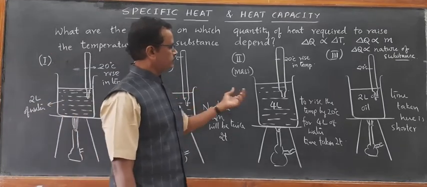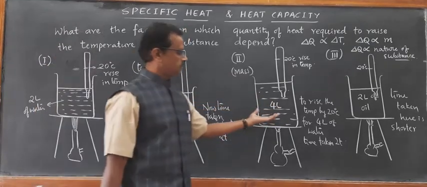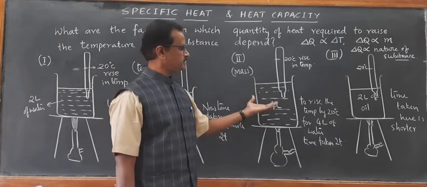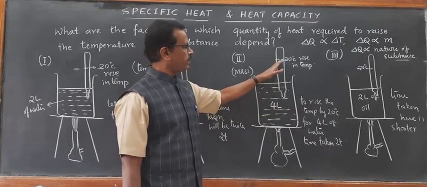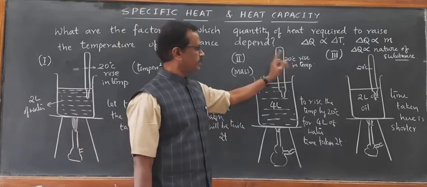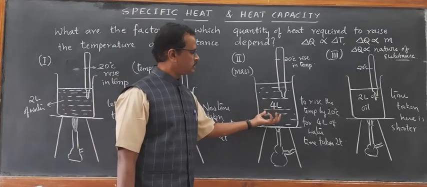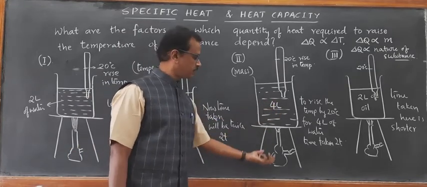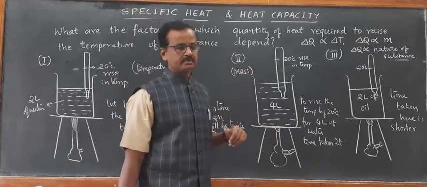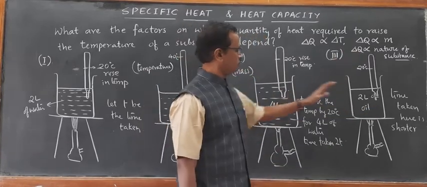In the second step, we have taken 4 liters of water instead of 2 liters, double quantity. We have increased the mass. When we have increased the mass of substance, the time required to raise the temperature by the same 20 degrees Celsius is now 2 times. Means when we have doubled the amount of substance, heat required is also doubled for the same change in temperature.